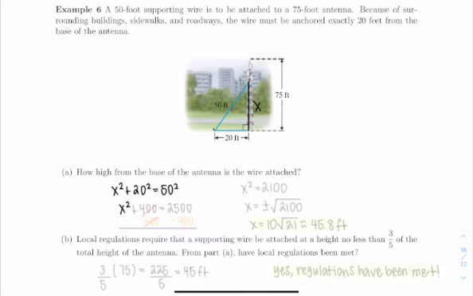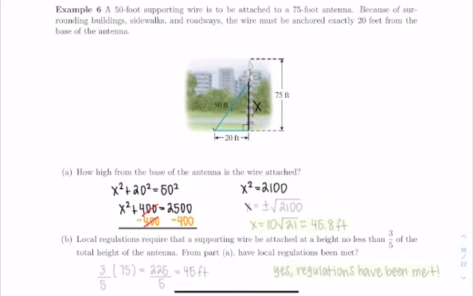We'll simplify. We have x squared plus 400 equals 2,500. Subtracting 400 from both sides, we get that x squared is equal to 2,100.